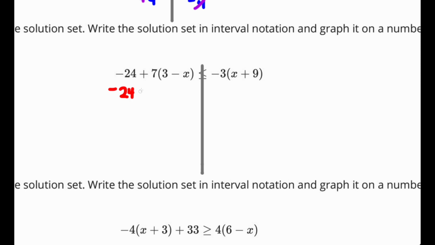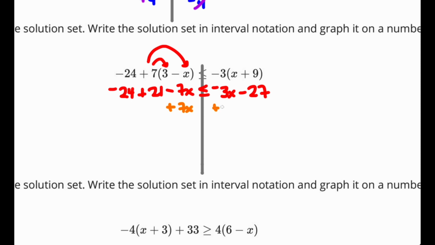So negative 24 plus 7 times 3 is 21. 7 times negative x there is negative 7x is less than or equal to negative 3x minus 27. Okay, so we got x's on either side of the equation. I'm actually going to move them all to the right because, I don't know, I just always do that biggest negative one there, which is the 7x. So I'm going to add 7x to both sides. That's going to cancel out these two right here.